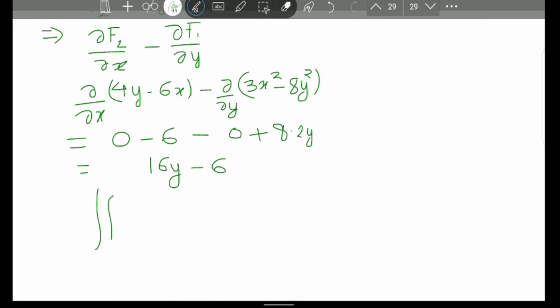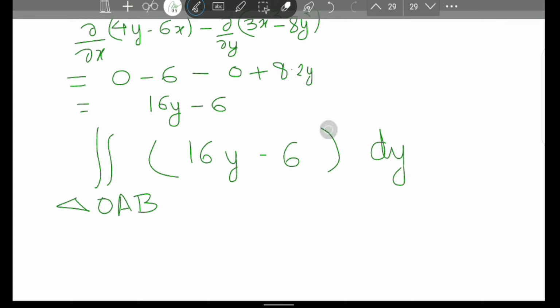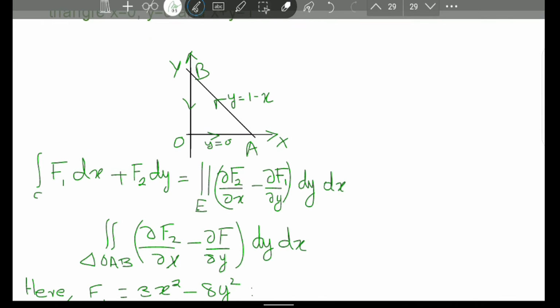So integral over the triangle OAB of del f to del x minus del f on del y, that turns out to be 16y minus 6. We want to evaluate with respect to y first and then with respect to x. As we have noted earlier, if you want to exactly cover the triangle, then we must change y from y equal to 0 to y equal to 1 minus x, and x should change from x equal to 0 to x equal to 1.